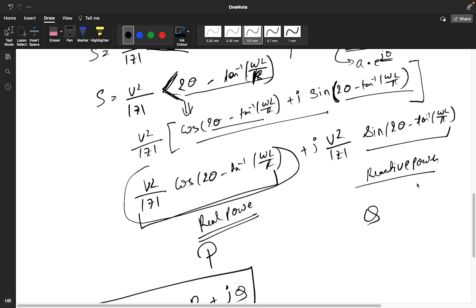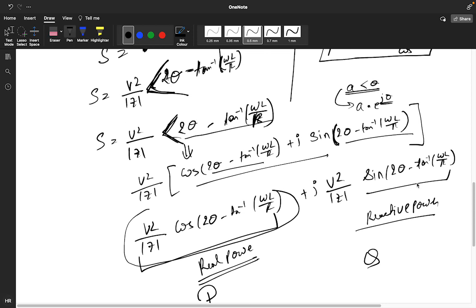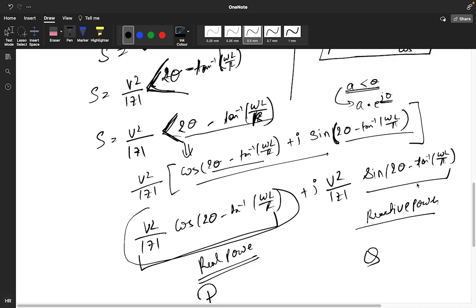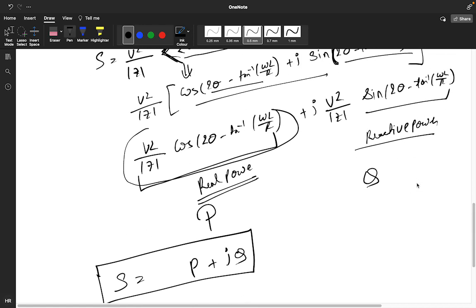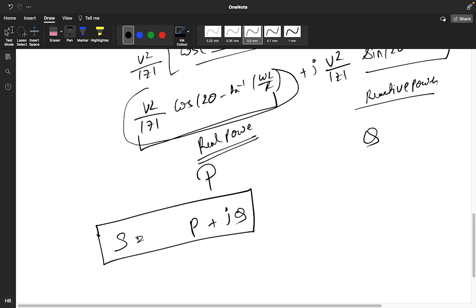Prasanna, is this clear, or still facing any doubt? Yeah, please. It's clear how the value came, and we are representing S is equal to P plus jQ.